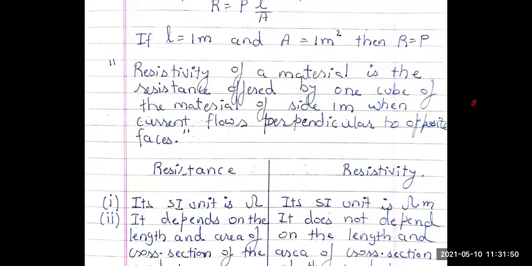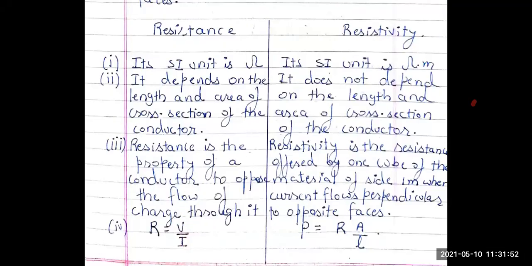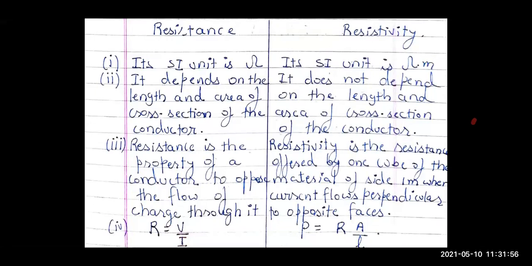Now let's see the difference between resistance and resistivity. Very important. It has come in the exam many a time. So the first difference you can write in terms of SI unit. The SI unit of resistance is ohm. The SI unit of resistivity is ohm meter.